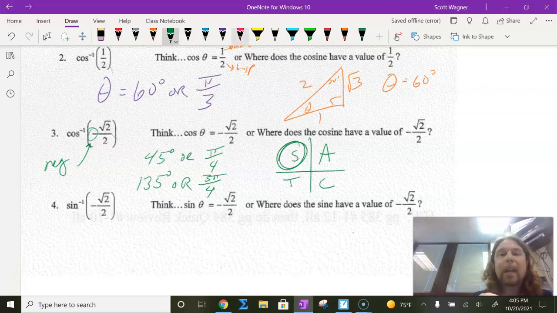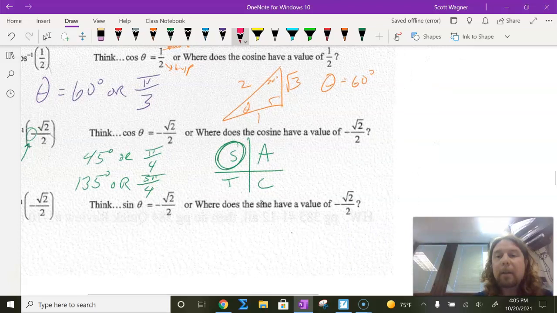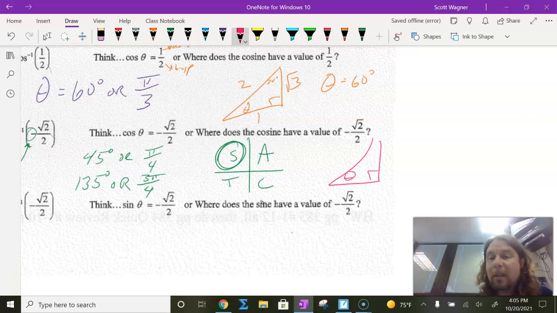If you're thinking of the triangle method there, I could put the right angle in there, I could put the theta in there. Cosine is the adjacent over the hypotenuse. So the adjacent would be root 2, the hypotenuse would be 2. All right, I could figure out the other side's got to be root 2 as well with the Pythagorean theorem. So that would tell me theta would have to be a 45, 45, 90 right triangle.